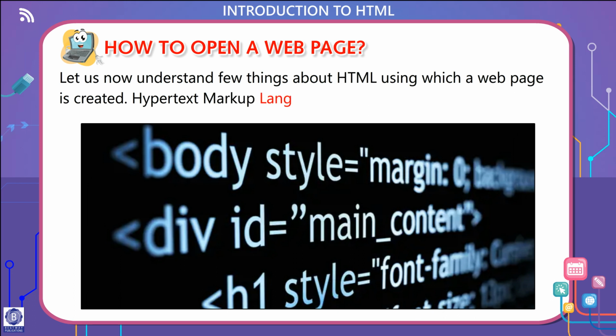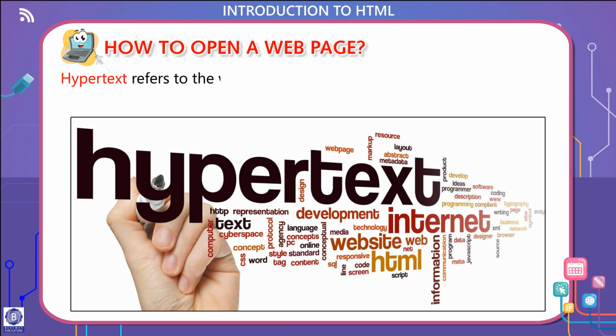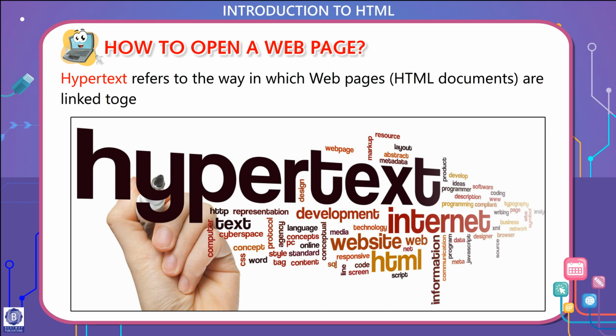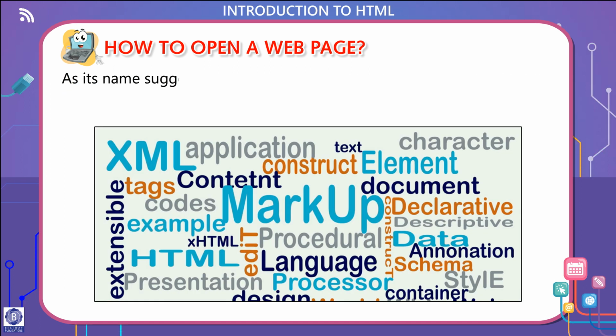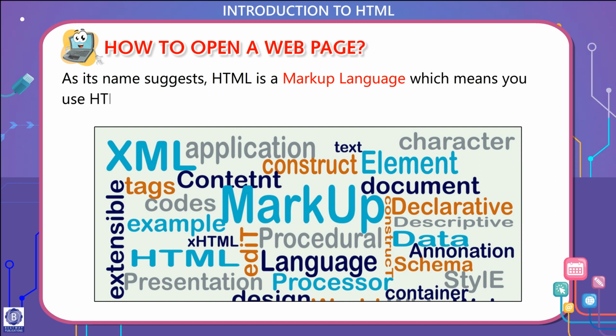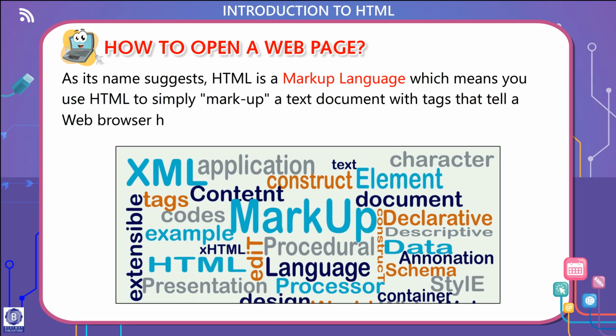Let us now understand a few things about HTML, using which a web page is created. Hypertext Markup Language (HTML) is a markup language for creating a web page. Hypertext refers to the way in which web pages, HTML documents, are linked together. Thus, the link available on a web page is called hypertext. As its name suggests, HTML is a markup language, which means you can use HTML to simply mark up a text document with tags that tell a web browser how to structure it to display.